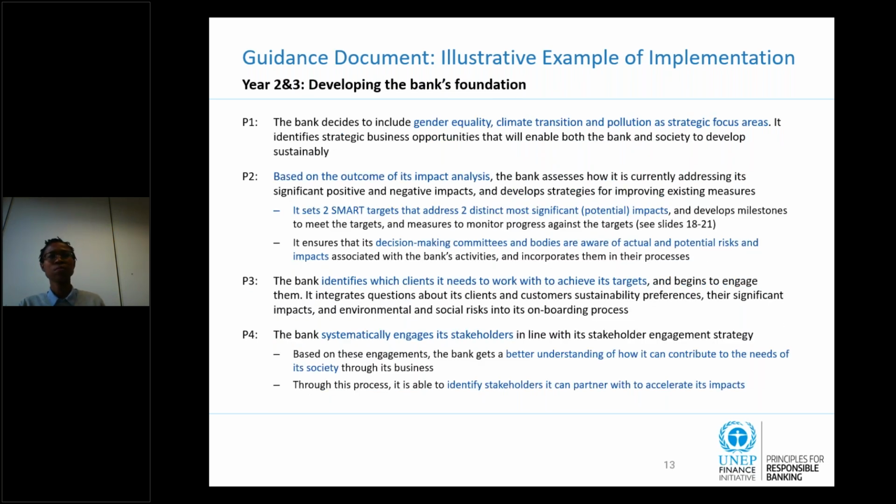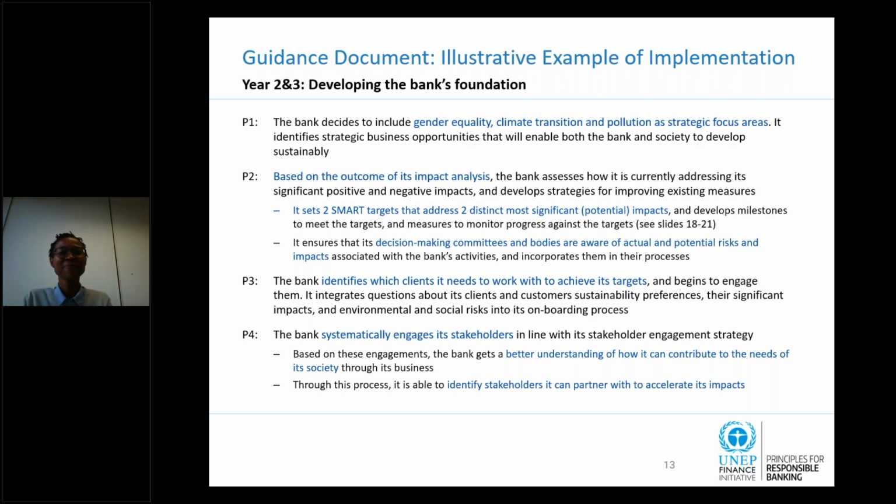So we can think of year 2 and year 3 as really developing the foundation. So you've had that first year of understanding, stepping through the principles and building that plan. Year 2 and 3 is now building that foundation. So it's going to really very much determine that gender equality, climate and pollution are strategic focus areas, and it's identified some strategic business opportunities that will enable the bank to really take action on these areas.